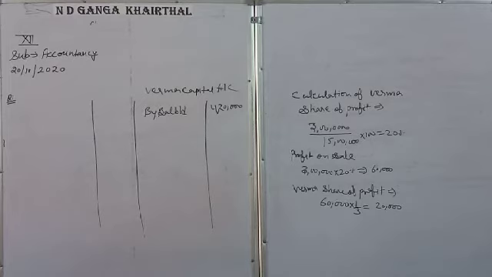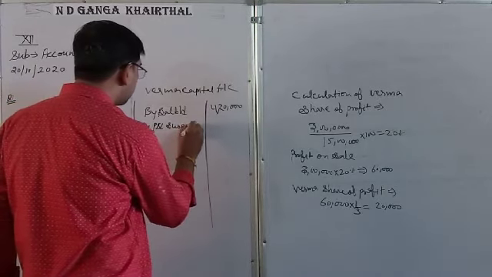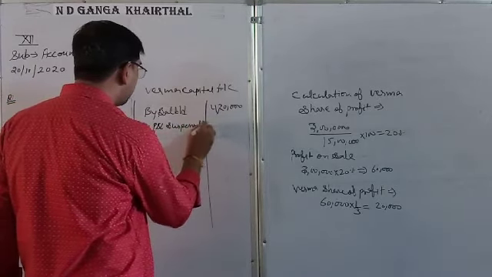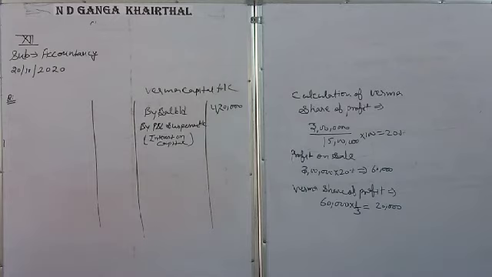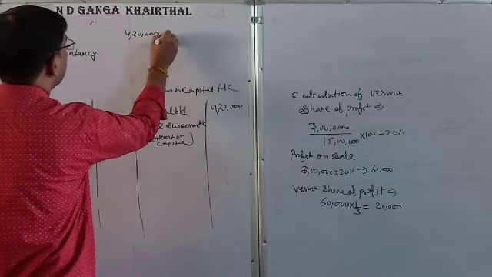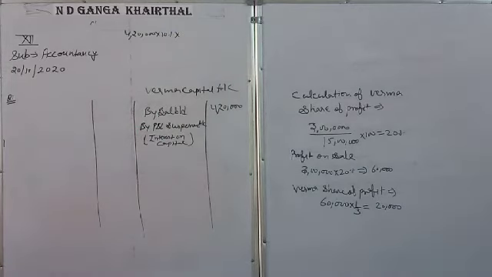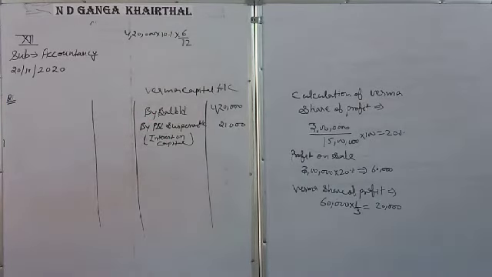Next, by profit and loss suspense account, interest on capital. The amount is 4,20,000 into 10% into 6 upon 12 months. Okay, so 21,000 rupees. Clear? Next, by reserve fund.